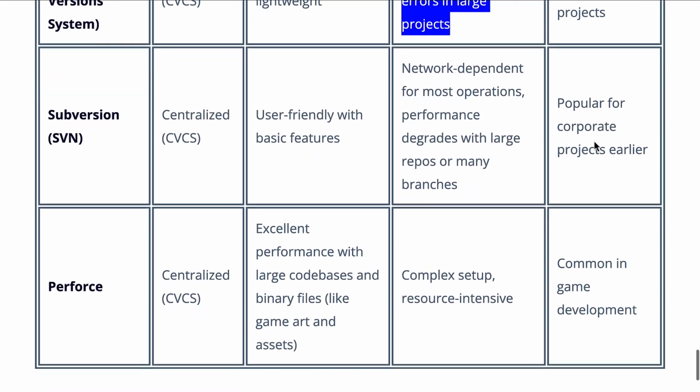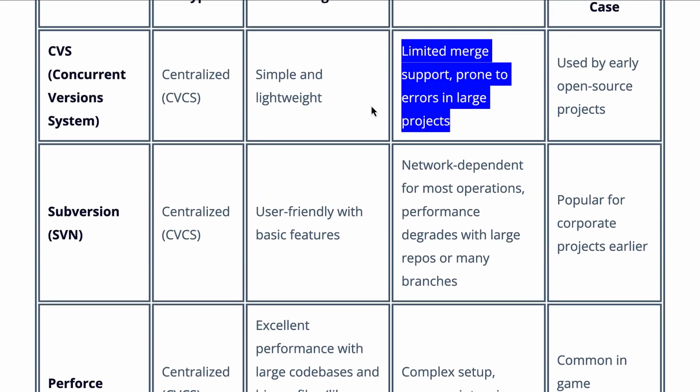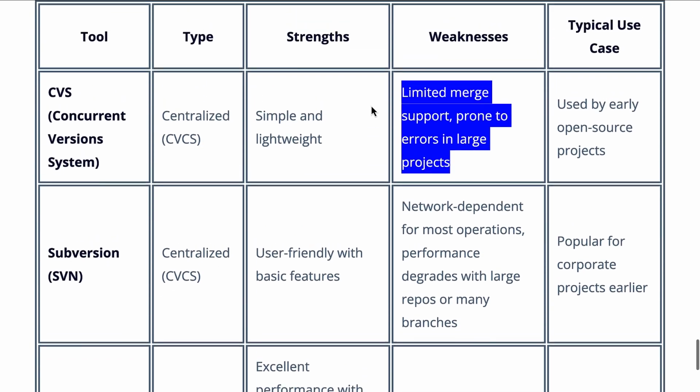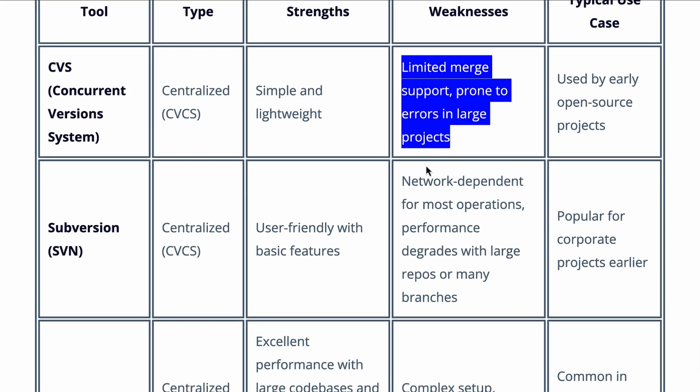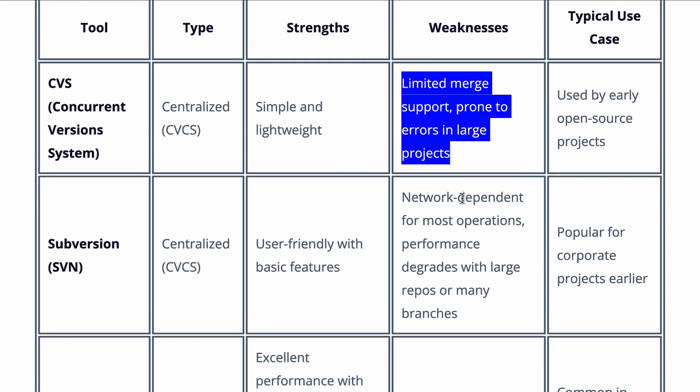Next is Subversion. Subversion is also centralized. It is user-friendly with basic features. Especially the UI of Subversion is really simple to use. However, the weakness is that it's network dependent for most operations. And similar to CVS, even for Subversion, performance degrades with large repositories or with many branches. It was a popular choice for corporate projects earlier. I had a lot of experience working with CVS and Subversion early in my career.